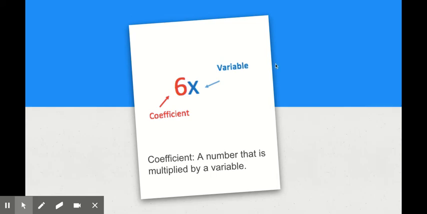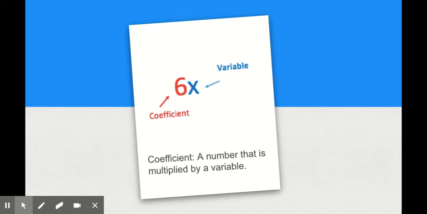Okay, so we've talked a lot about what a variable is, and we know that that's a letter that represents some number that we don't know what it is yet. Now we can talk about something called a coefficient. A coefficient is a number that is multiplied by a variable.